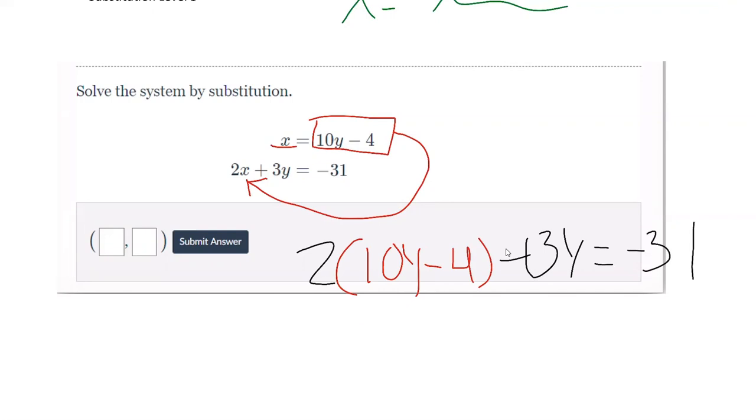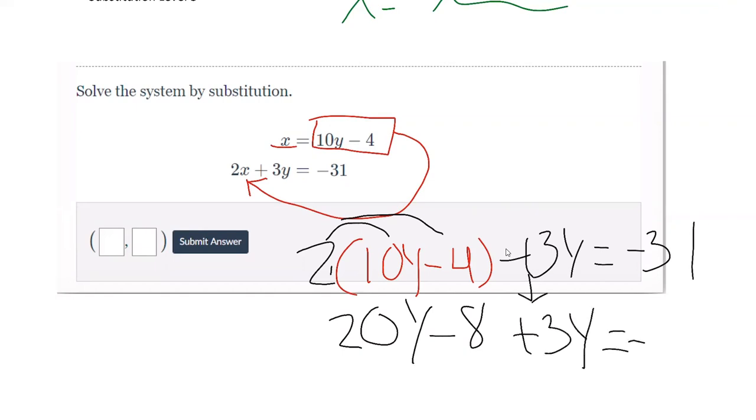So now we have to do a little bit of cleaning up and solving to get y by itself. In these problems, you're going to have a number outside parentheses with more than one thing in it, so we're going to have to distribute. In all these problems in level 3 today, you should usually be distributing for the first step when you get these substituted into each other. This would be 2 times 10y is 20y. 2 times minus 4 would be minus 8. Don't forget to just bring down this plus 3y. So that would be our first step.